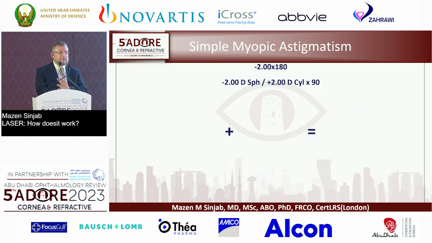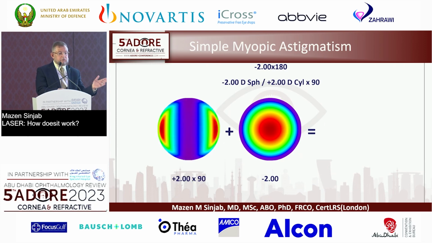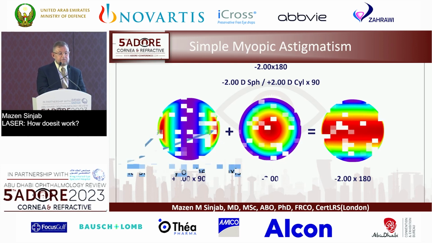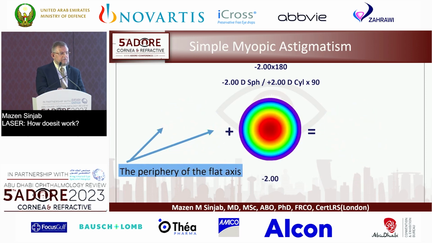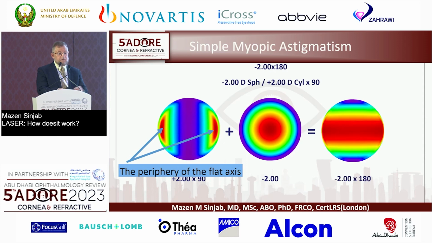So it converts everything into plus cylinder. So -2 at 180 will be treated as -2 plus 2 at plus 2, 90. And of course, plus 2 at 90 means that we are going to ablate the periphery of the flat axis, plus -2 sphere in order to give the shape of the final profile, as you see on the right. So it will ablate the periphery of the flat axis.